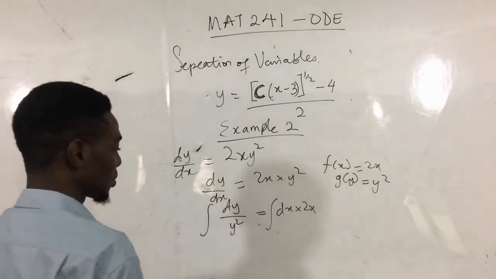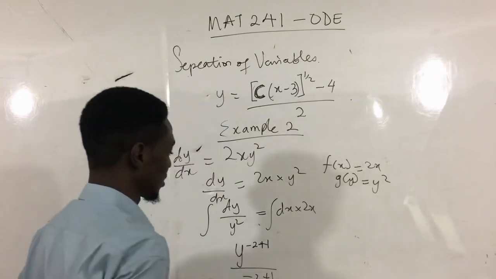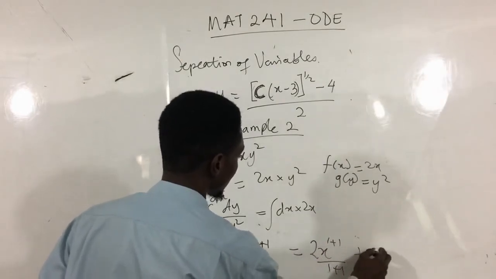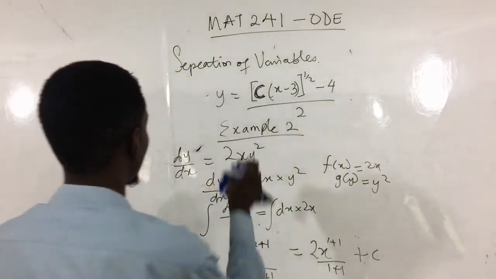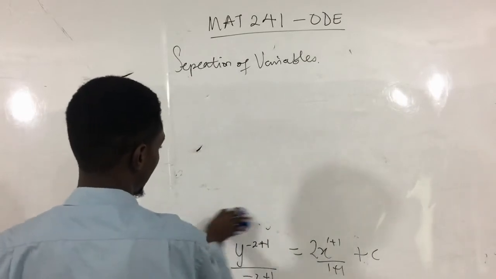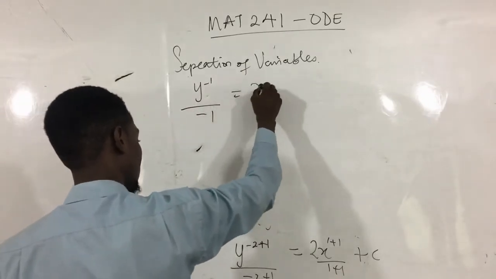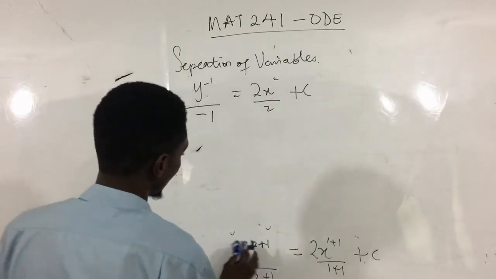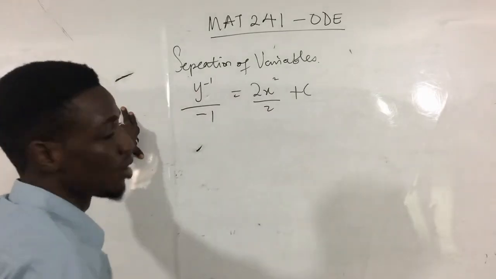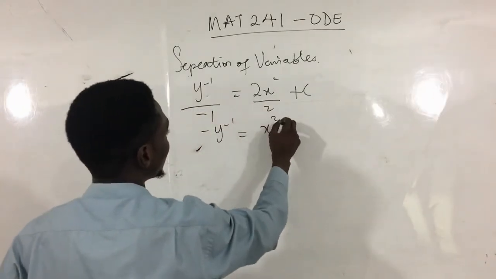Now the integral of 1 over y squared is the same thing as what? y raised to power minus 2 plus 1, over minus 2 plus 1, okay, and that's equal to 2x raised to power 1 plus 1, over 1 plus 1, plus c. Alright, so minus 2 plus 1 gives us minus 1. And we have y raised to power minus 1 over minus 1 being equal to 2x squared over 2 plus c. Now, this becomes minus y raised to power minus 1 equals x squared plus c.